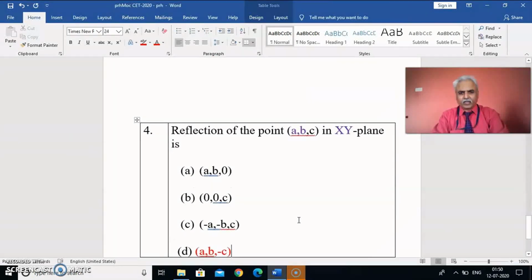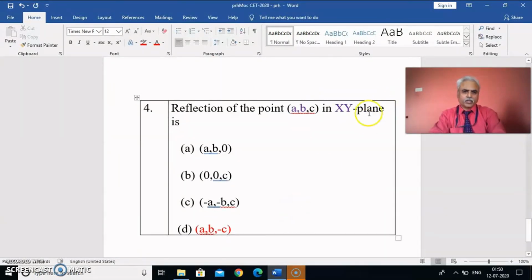So the last one, which is in the XY plane, if reflection is asked, keep XY the same, and for the remaining, whatever is there, make it negative. A B has become minus C here.